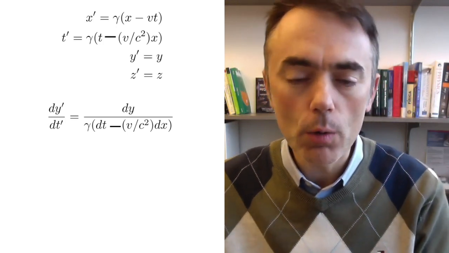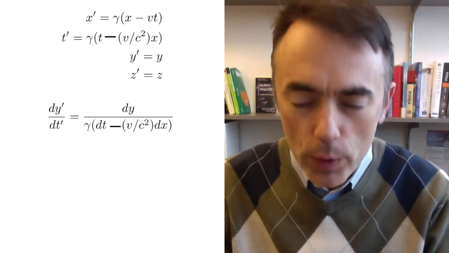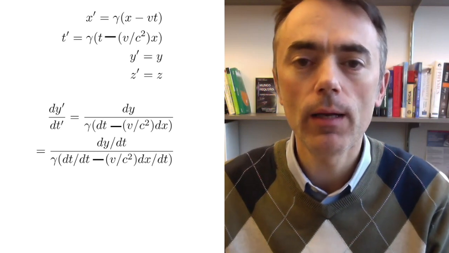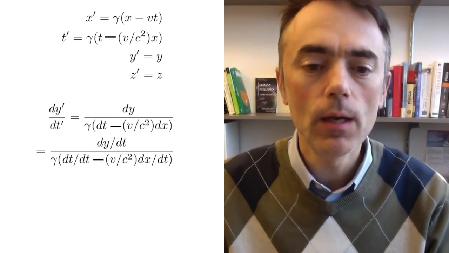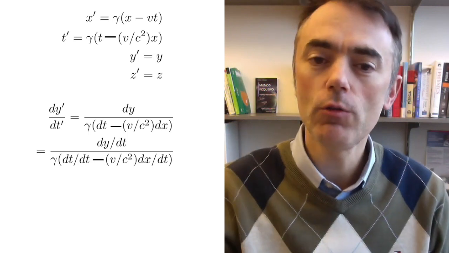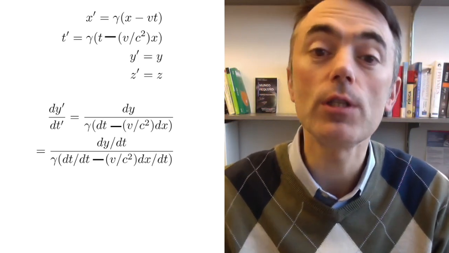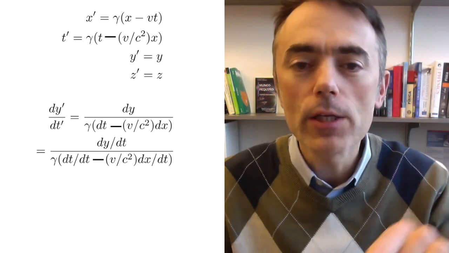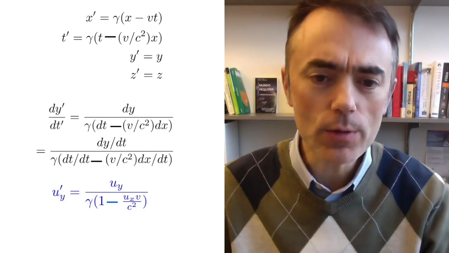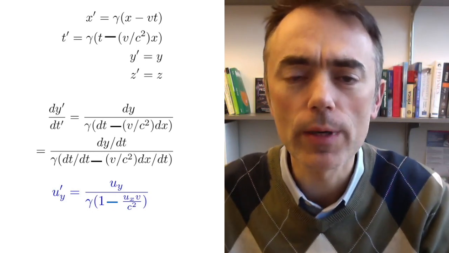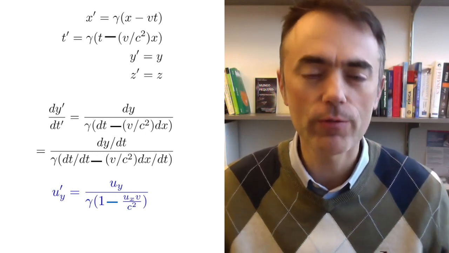We have the non-prime coordinates on the right-hand side, and we again do the same trick. We divide numerator and denominator by dt, and every time that we have dt over dt, that is going to be 1. One time that we have dy over dt, that is going to be u sub y.